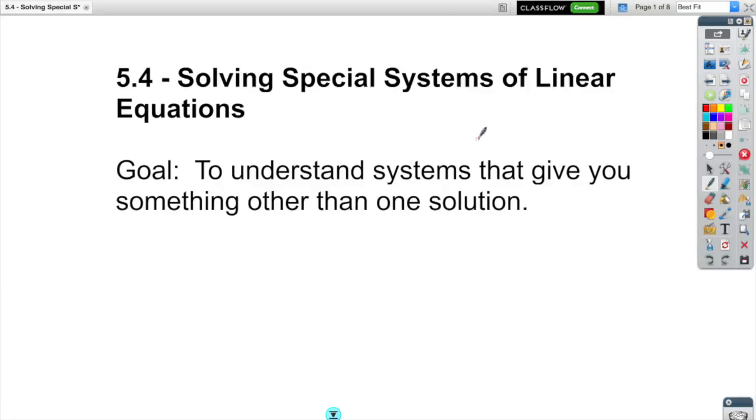Welcome everyone. This is lesson 5.4, solving special systems of linear equations. So your goal is to understand systems that give you something other than one solution.